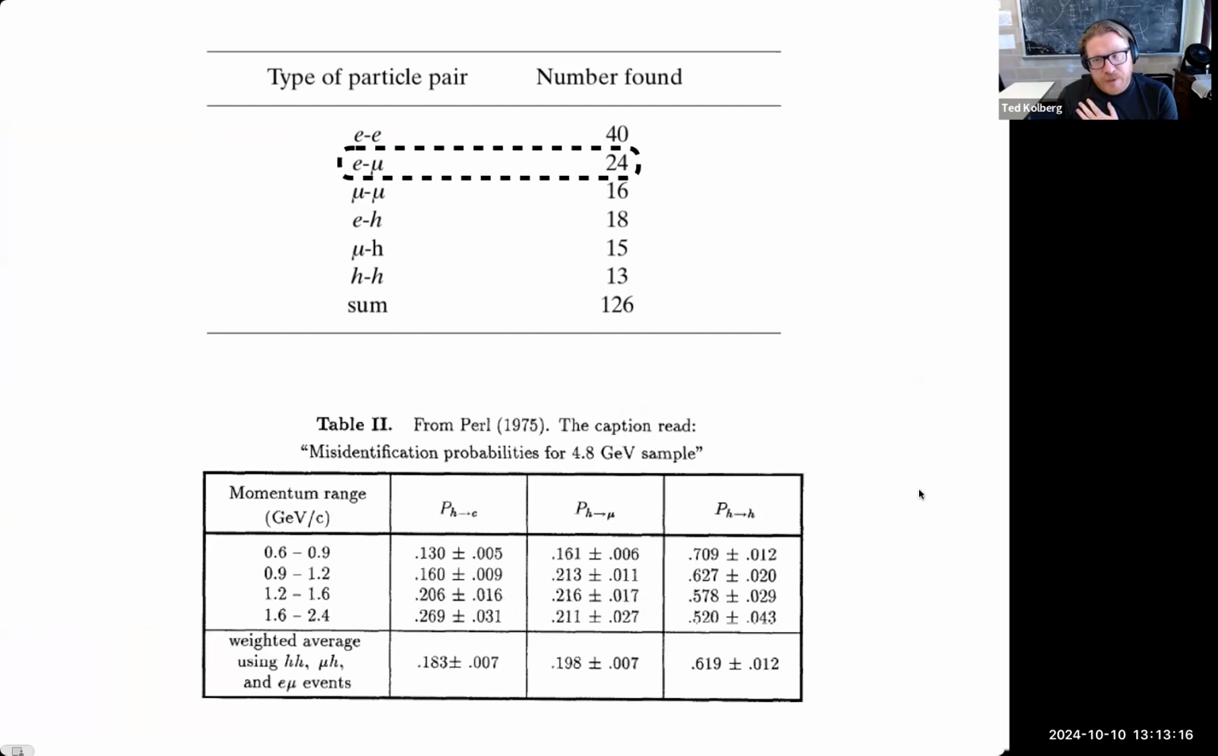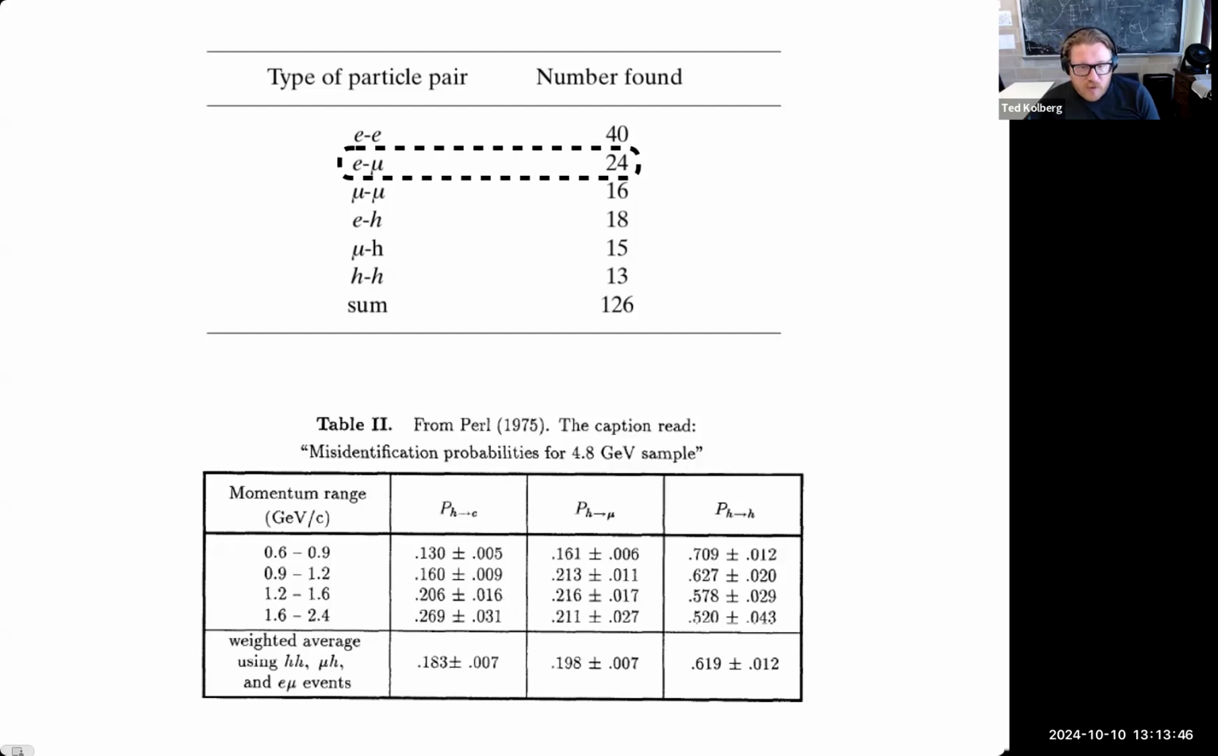So one thing that the experimenters did to try to control this probability was to assume that any event with 3 or more prongs was actually a hadronic event. There wasn't any idea that there was a reaction which could produce something like 2 muons and a hadron in the same event. If you saw an event like that, there's a good probability that one or both of the muons that you saw are actually hadrons that were misidentified.